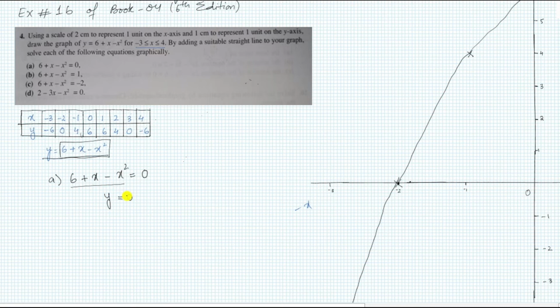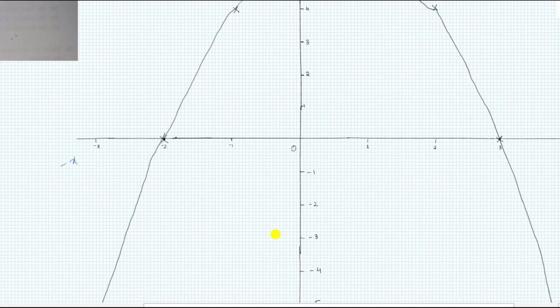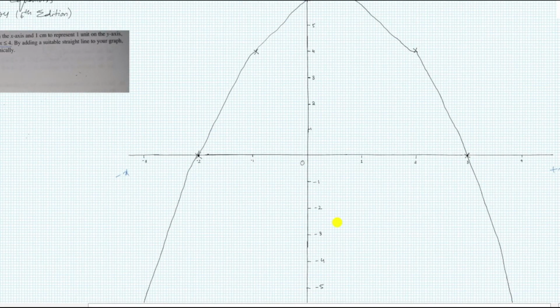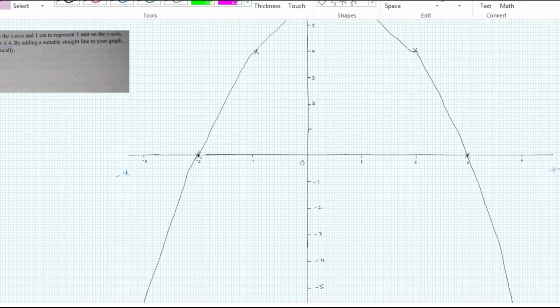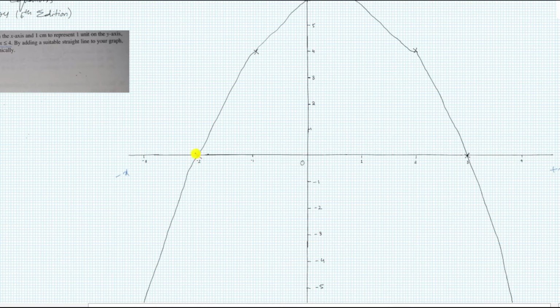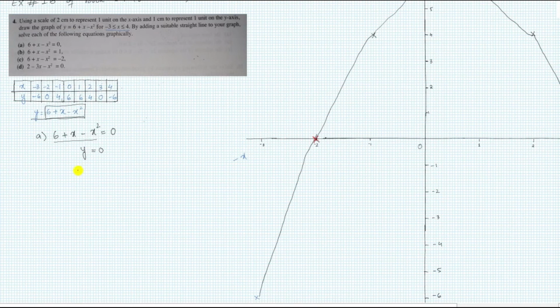Now tell me where we have the y is equal to 0 line on the graph paper. Do remember the equation of the x-axis is y is equal to 0. So it means where our curve is crossing the x-axis, this point and this point, we will read these two x values and it will be the answer of this part. So here we have 3 and minus 2. So the answer of this part is 3 and minus 2. It will be the solution.